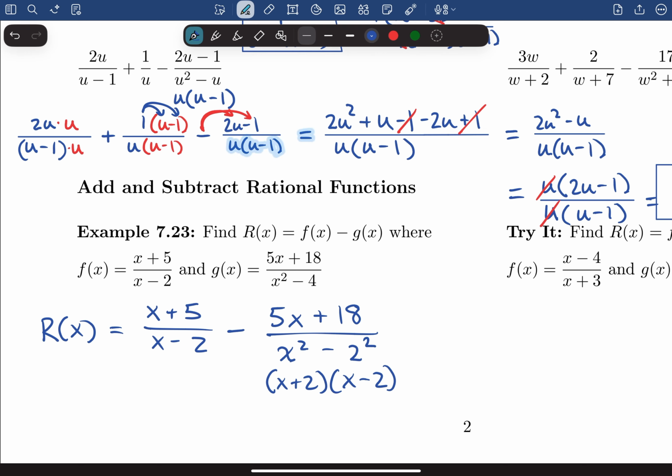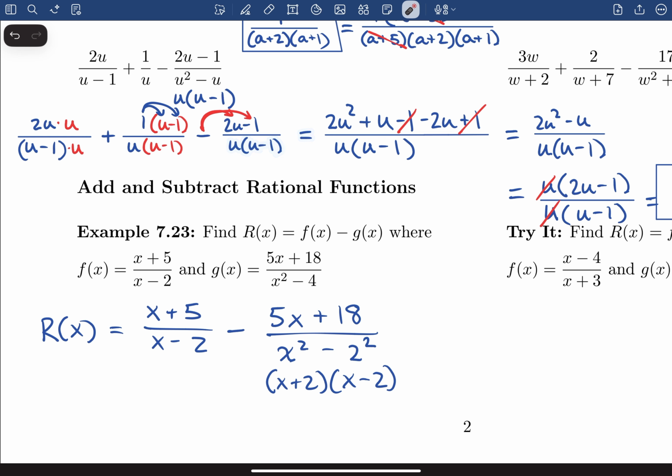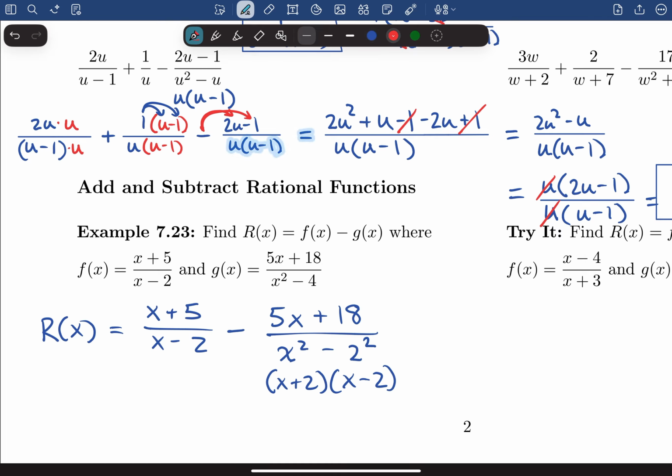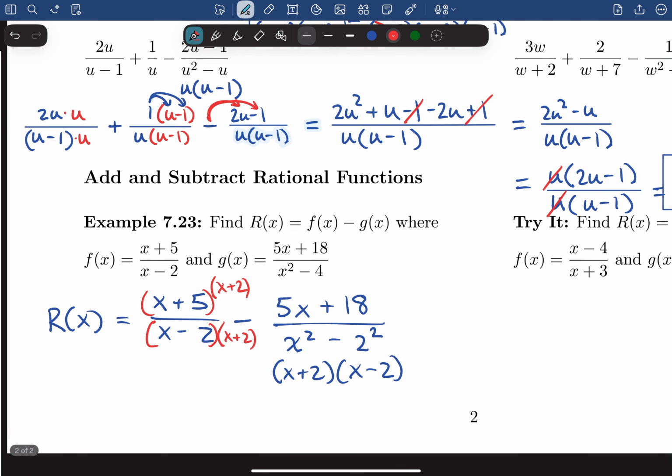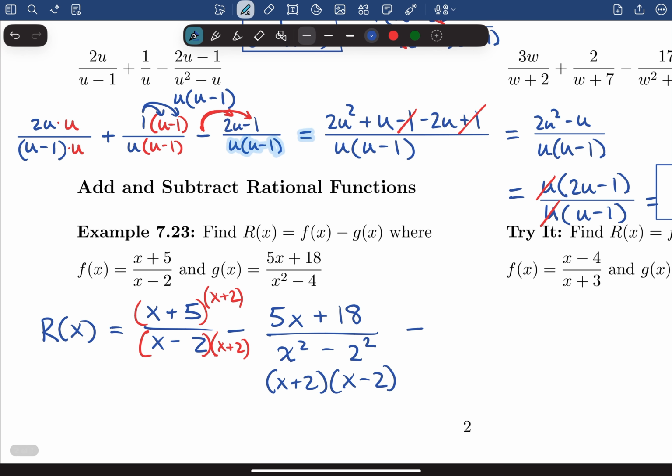Well, that's interesting because this fraction already has an x minus 2. Look at that, x minus 2. So this thing is only missing an x plus 2, right? That's the only piece that's missing from this fraction. So I'm going to multiply the x plus 2 on top and on bottom. Okay, so I'll do that just really quickly here. X plus 2 gets multiplied on top and on bottom there, like that. Cool. That means I can now combine my two fractions into one since they have the same denominator. That same denominator is x plus 2 times x minus 2.